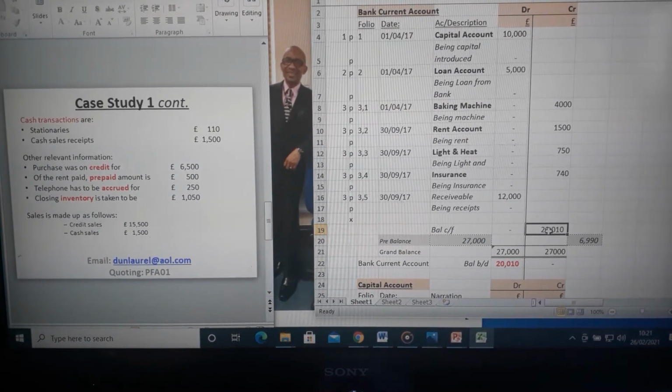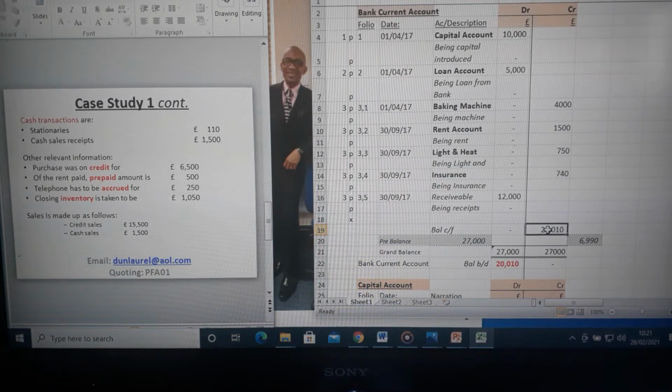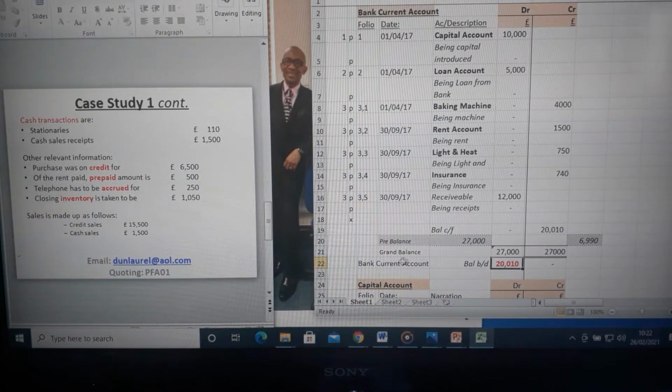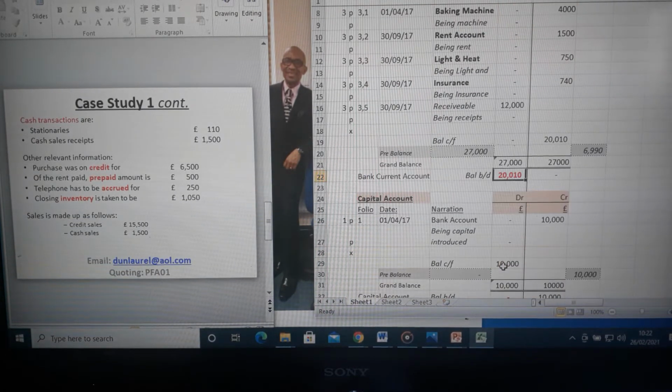So you put it on the side that needs it so that the grand total will be equal. So we put it on the credit side, making the grand total on the credit side equal that on the debit side. So that is the balance carried forward. Because it's showing on the credit side here, you have to bring it down to the debit side here. So that's the balance that will appear in the trial balance on the debit side. This is the way we do it for everything.